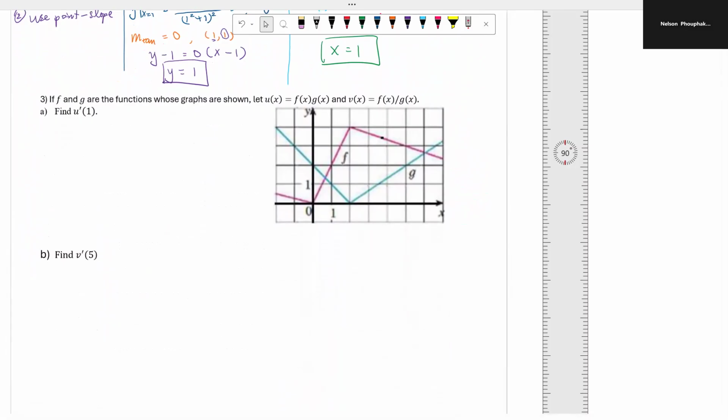Okay. So right now, I have two functions. This is my f function. Okay. And this is my g function. Okay. And then right now, what I would like to do is find u prime of 1. And what is the u function? u is equal to f times g. Okay.